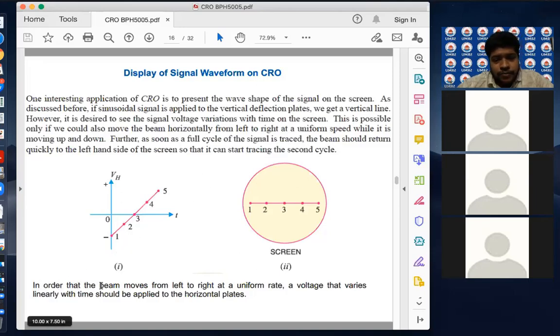So in order for the beam to move from left to right at a uniform rate, a voltage that varies linearly with time should be applied to the horizontal plate. तो ये क्या बताया कि जो हम horizontal plate पे voltage apply कर रहे हैं, this should be linear. It should vary linearly. मतलब अगर ये लीनियर नहीं होगा, तो भी जो सिग्नल हम देखना चाह रहे होंगे, that will get distorted. We will not be able to see it properly.